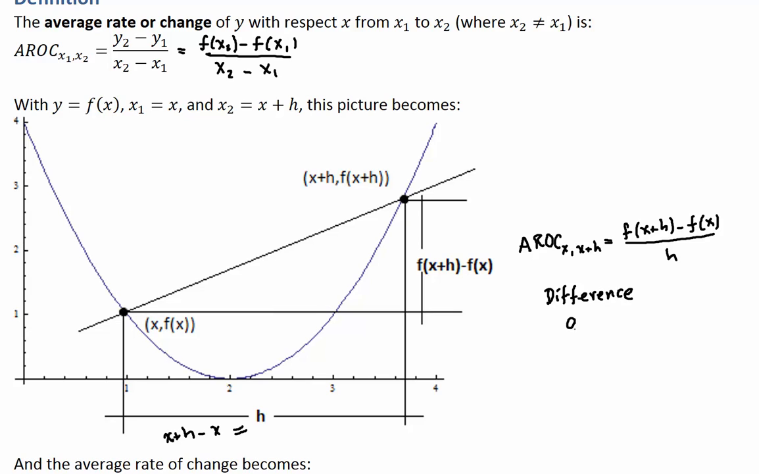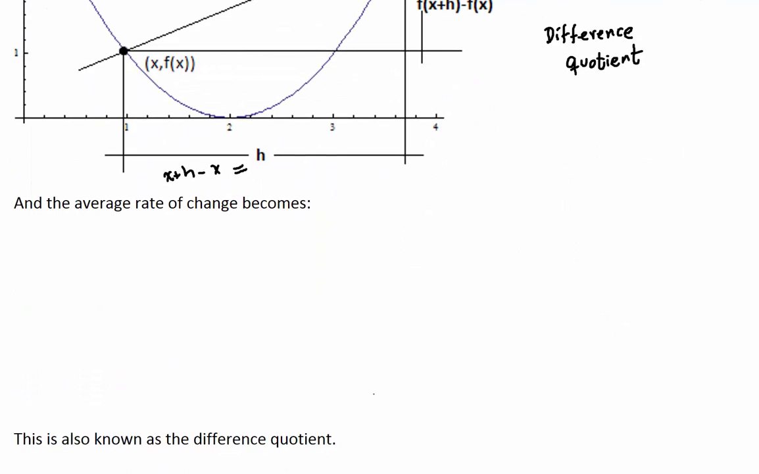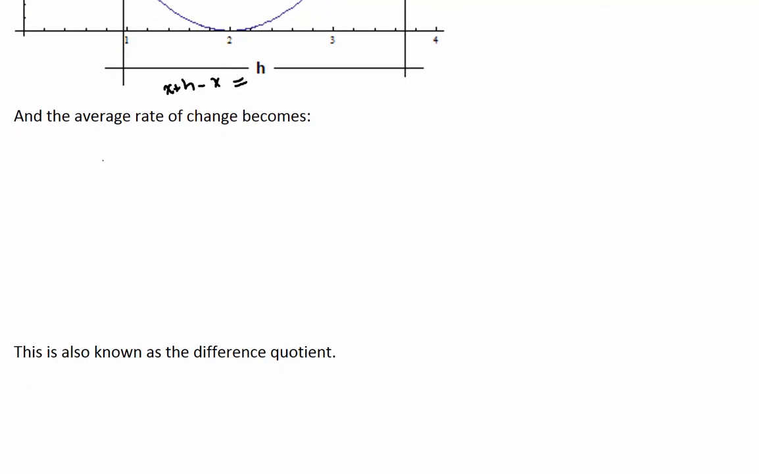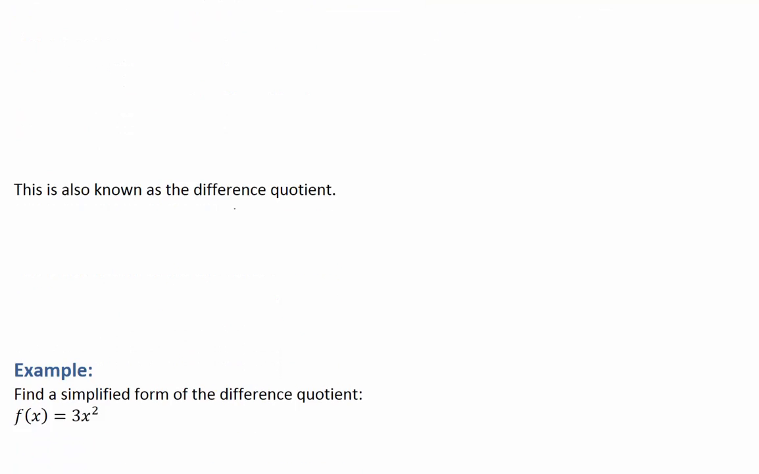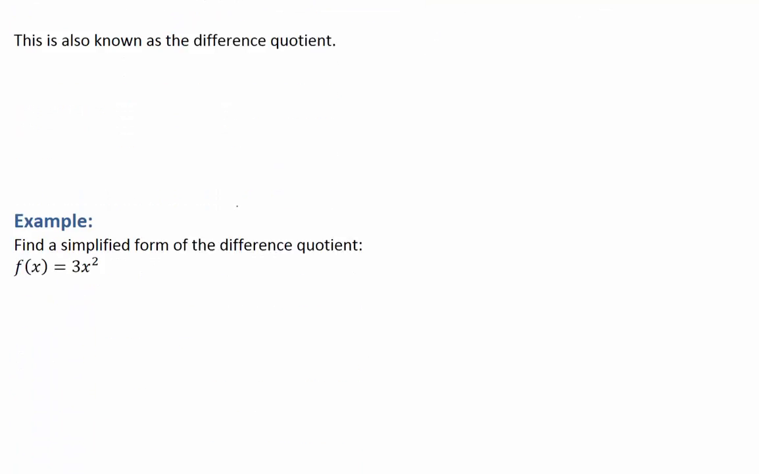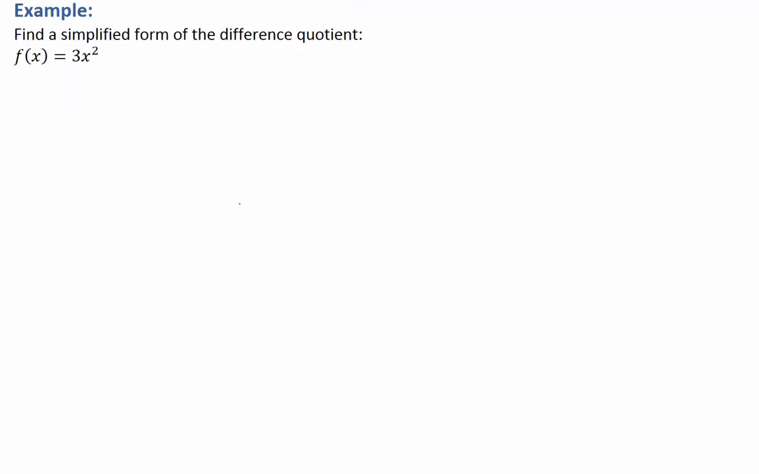And I am sure you have calculated many of those quotients in pre-calculus or college algebra or whatever course you took before this. So this is, I already wrote what this is, and this is known as the difference quotient. Let's calculate one of those. So suppose that f of x equals 3x squared. So what would the difference quotient be?